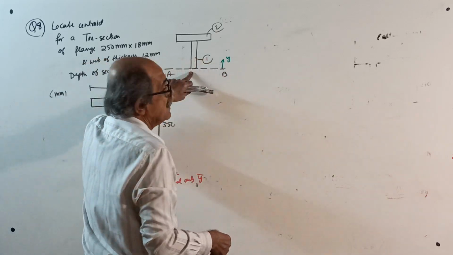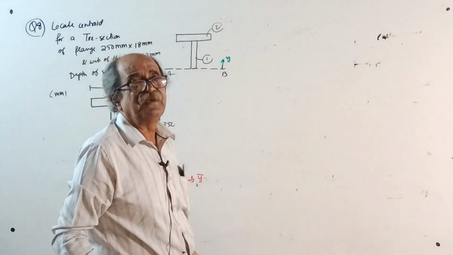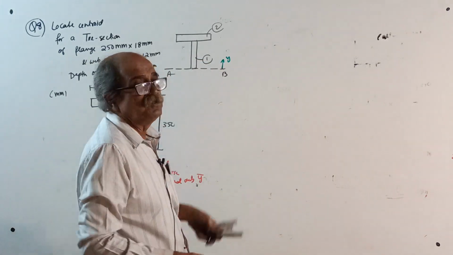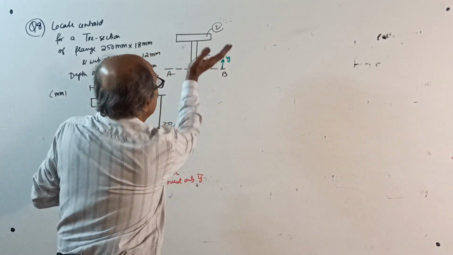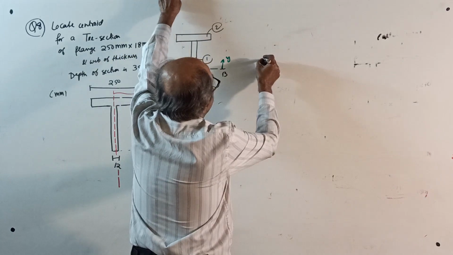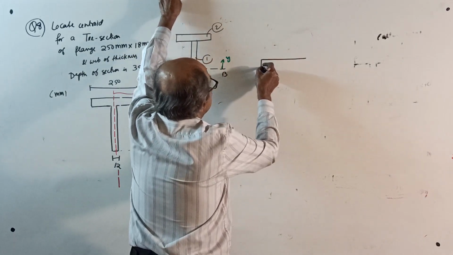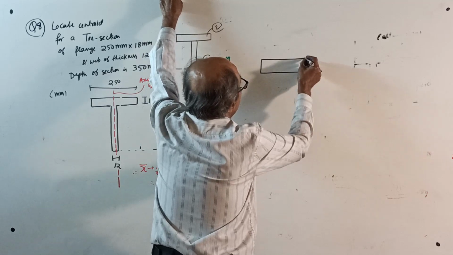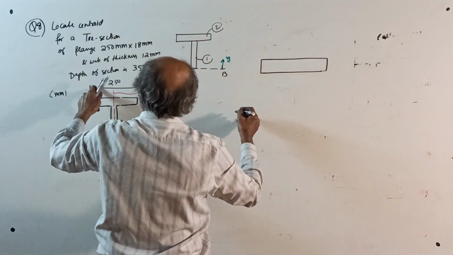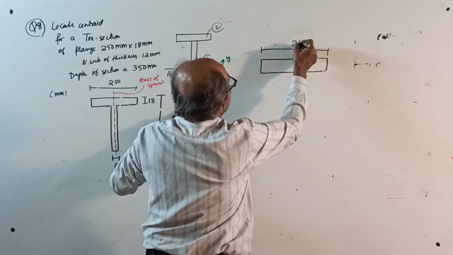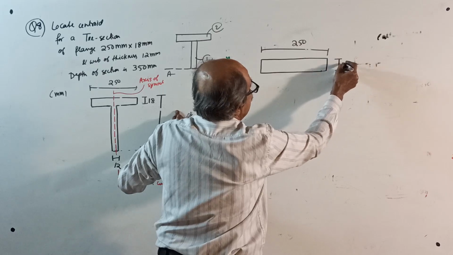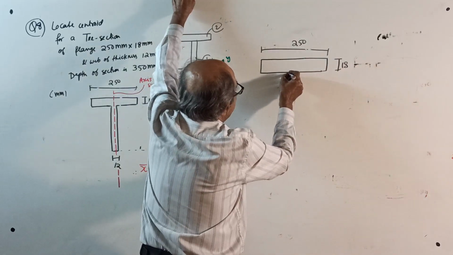You write here, consider bottom edge as reference axis. Now, origin O is not required because don't waste time. OX, OY all, we want only Y bar. Prepare a neat sketch. Rectangle. How much is it? 250 by 18. This is 250. This is 18. To center here.